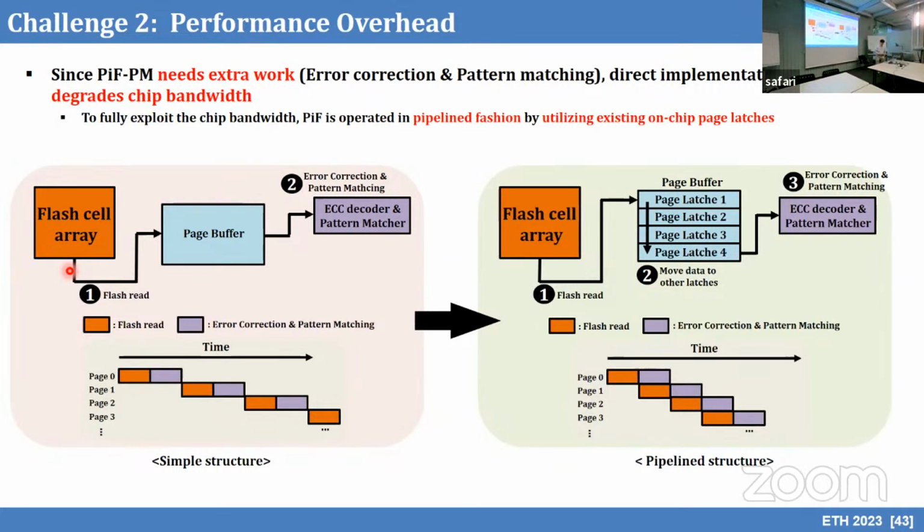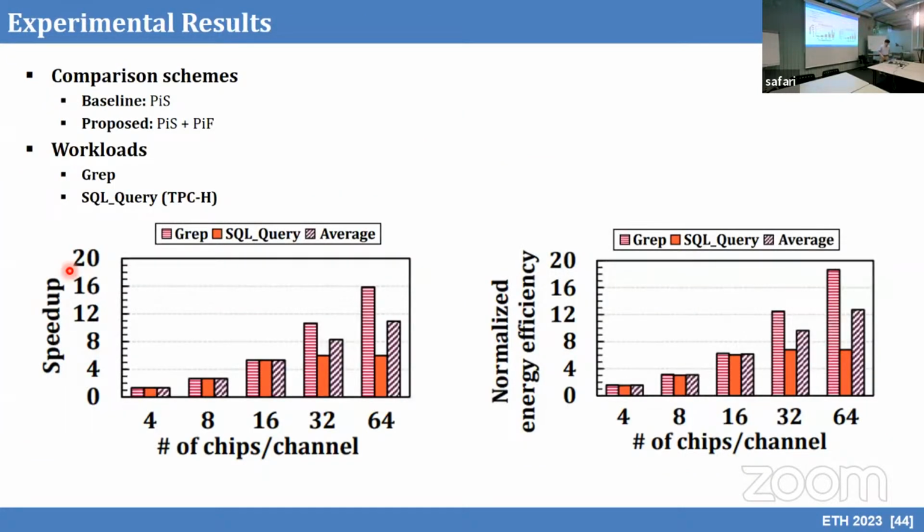Then we actually implemented some pipelining. This shows an example, because you have to pipeline processing with the data sensing, so more operations are going on. Obviously this will help performance, but it will increase the power. So this becomes a big challenge, but we currently implement it this way. We compared processing in storage with processing in storage combined with processing in flash, using two workloads, grep and SQL query TPC-H.